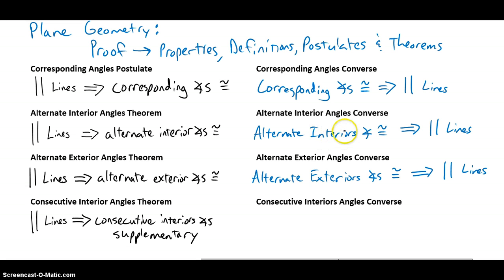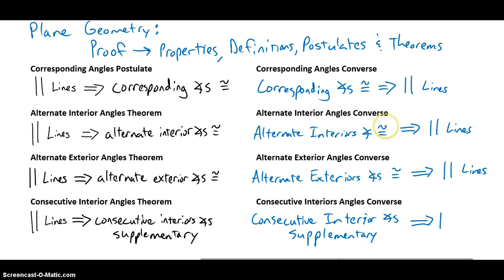If we can show that our consecutive interior angles are supplementary, then we can conclude that our lines are parallel. So these are the four ways that we're going to prove lines parallel in plane geometry. Let's take a look at an example that involves this.